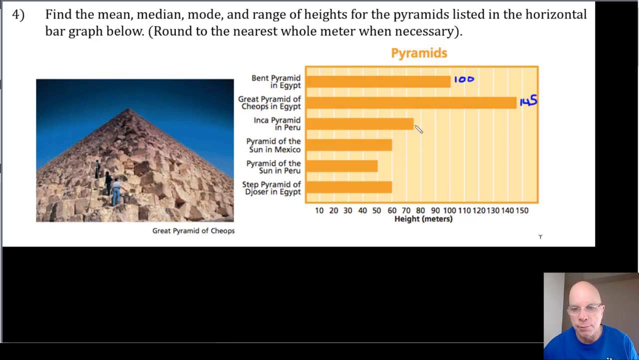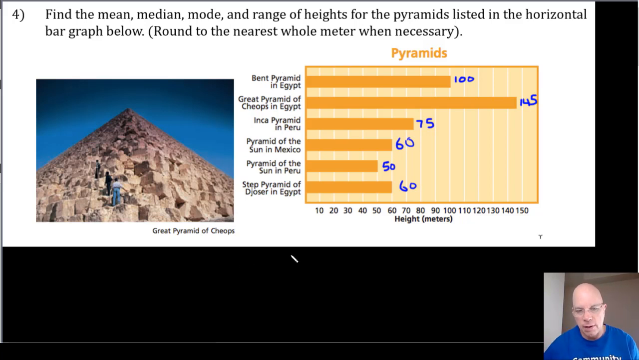The Inca Pyramid in Peru is between 70 and 80, and so let's say 75 for this. The Pyramid of the Sun in Mexico is 60 meters. The Pyramid of the Sun in Peru is 50 meters. And the Step Pyramid in Egypt is 60 meters. So now we have the data.